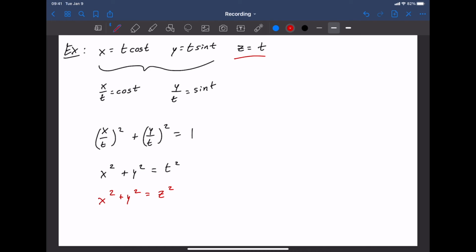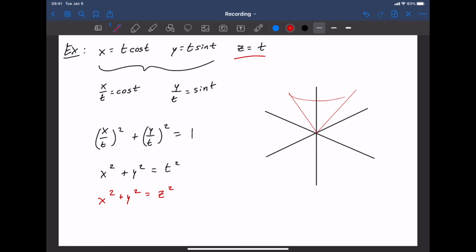What surface does that create? Do we have 2 variables or do we have 3 variables? We have 3 variables. So we're talking about a quadric surface. And do we have constants? It's those questions again. Are they all squared? You might remember that this is a cone. Ideally, you remember that this is a cone. And so we have a cone.